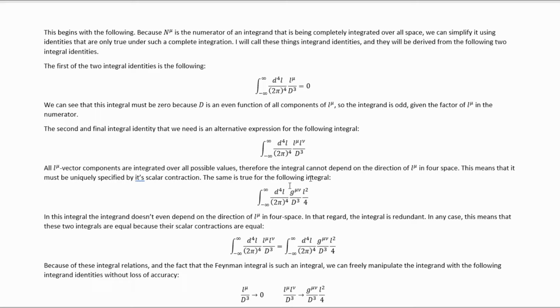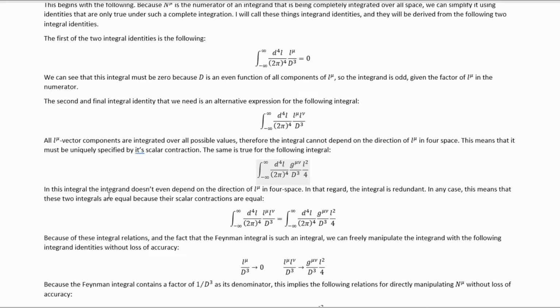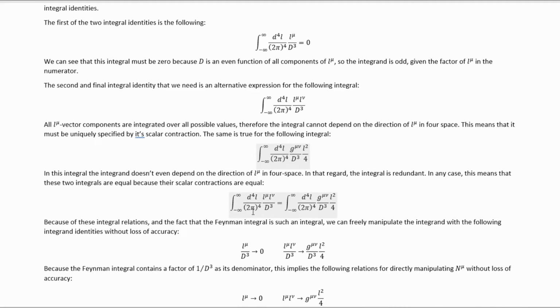The same is true for this integral right here. In this integral, the integrand doesn't even depend on the direction of L mu in 4 space. In that regard, the integral is redundant. In any case, this means that these two integrals are equal because their scalar contractions are equal. So this is the integral identity that I was talking about. This is the second one we need.